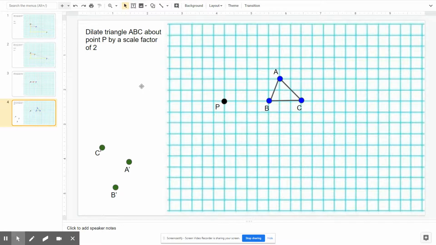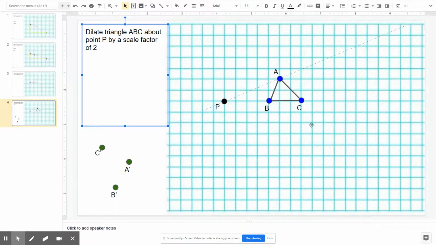So this one says dilate triangle ABC about point P by a scale factor of 2. Remember, point P can be anything. If you want to make it the origin, that's great. If it's just hanging out here in the world, it's still great. We're going to make some lines. I'm going to make my first line go through A, and I'm going to make it go really long here. Okay, I'm going to make that one dashed. And I'm going to leave these kind of thin black lines so you guys can see it.